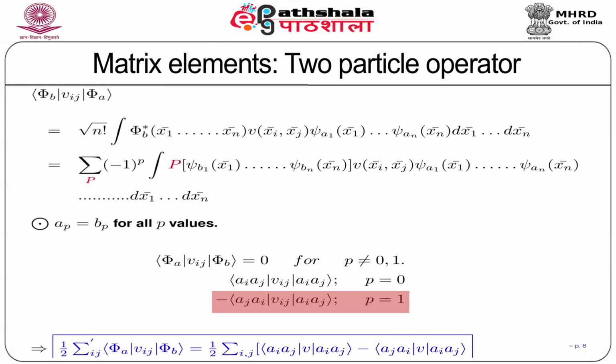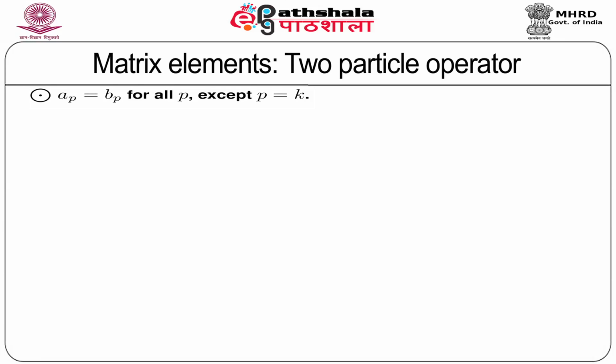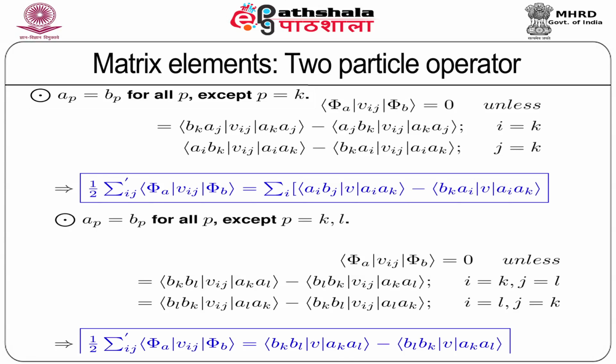If p is equal to 1, then we have a negative sign because it exchanges the coordinates of two electrons, and it is given by <ji|V_ij|ij>. This gives the matrix element, which is shown with this following expression. Continuing in the same way, if we have a_p equal to b_p for all p except p equal to k, then the matrix element is 0 unless we have i equal to k or j equal to k.